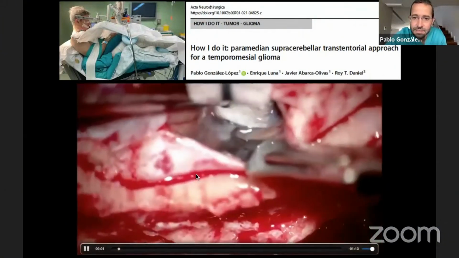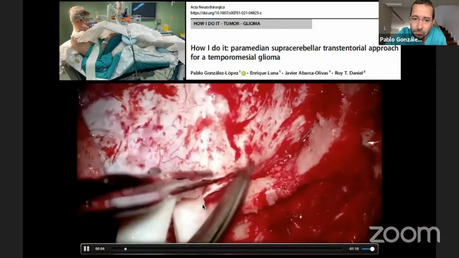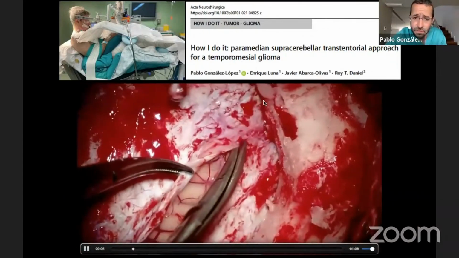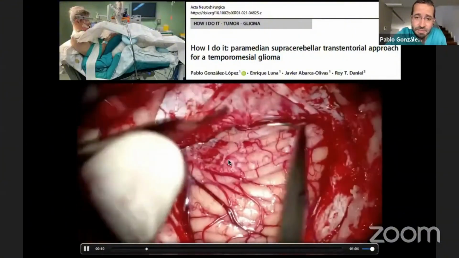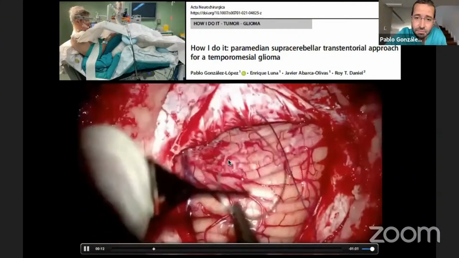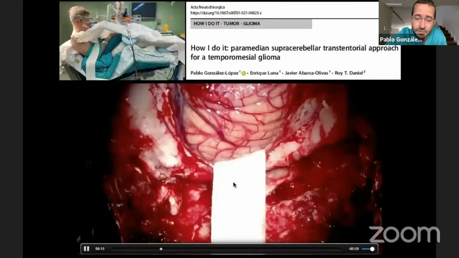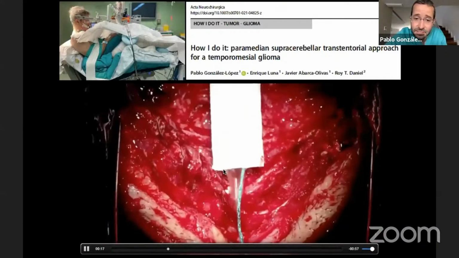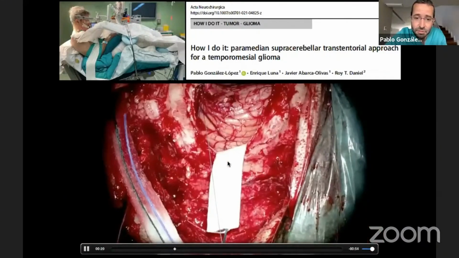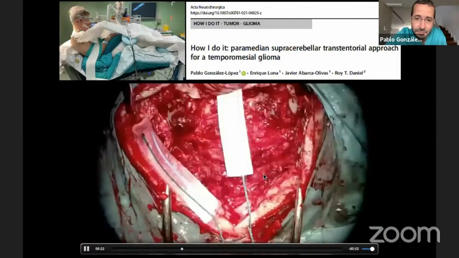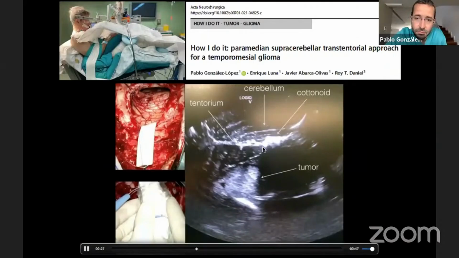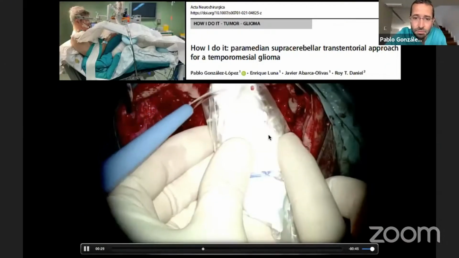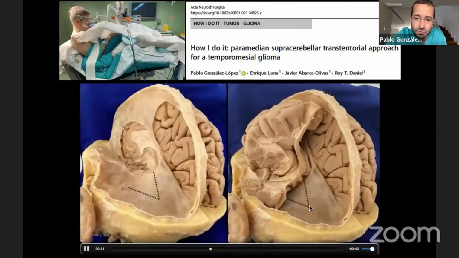We try to release CSF from the cisterna magna, and we always place a cotonoid there. We try to open the dura as much as possible towards the transverse sinus, and then we retract it superiorly in order to open the supracerebellar space. And you can see how by capillarity, this cotonoid from the cisterna magna is helping us to release the pressure. Then we place a cotonoid in order to identify where we could do the opening of the tentorium, and that was an ideal point. So this is how I learned to do this.